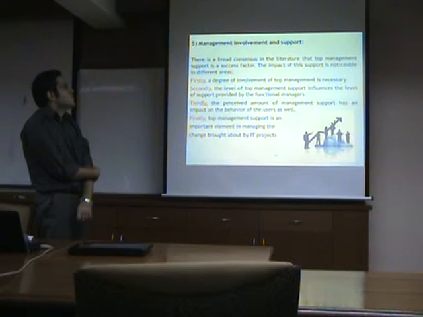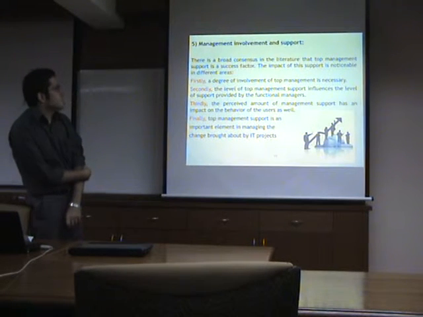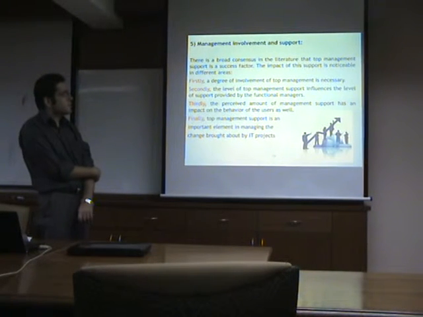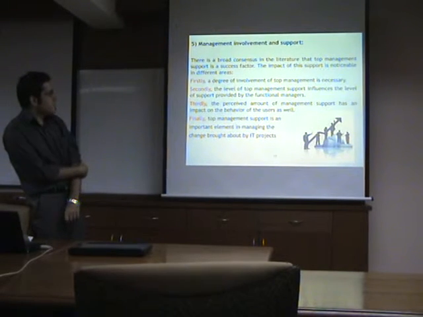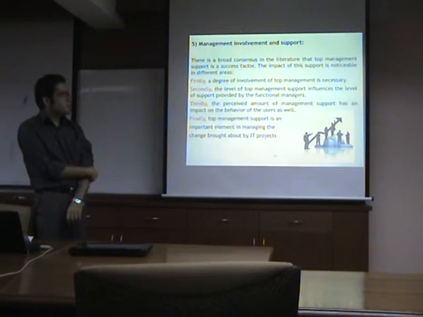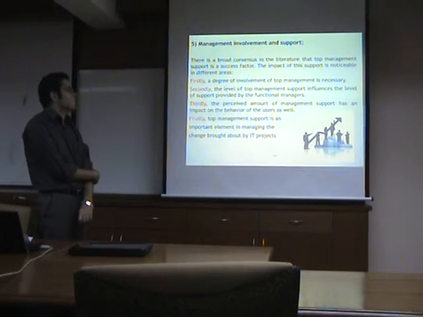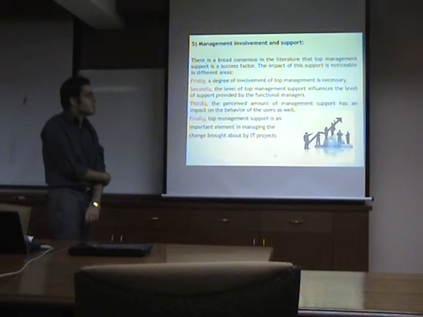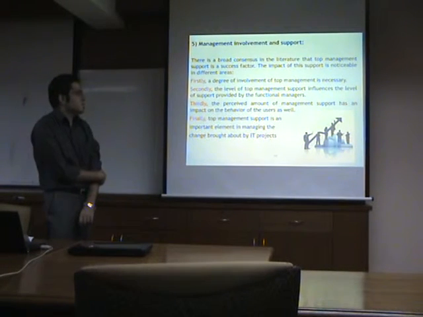The fifth is management involvement and support. There is a broad consensus in the literature that top management support is a success factor. The impact of this support is noticeable in different ways. First, the degree of involvement of top management is necessary. The second one is that the level of top management support influences the level of support provided by the functional manager. The third, the perceived amount of management support has an impact on the behavior of the user as well.